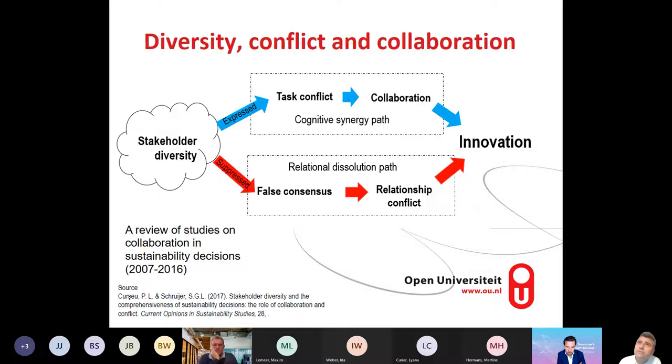And very often what you have in these complex collaborations is fantasies. You have fantasies like we are all here with the same interests. We talk here with the same voice. We have the same goals in mind.